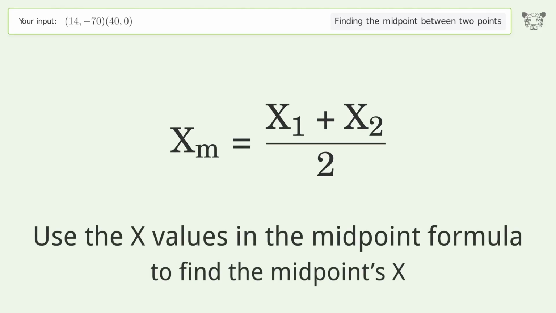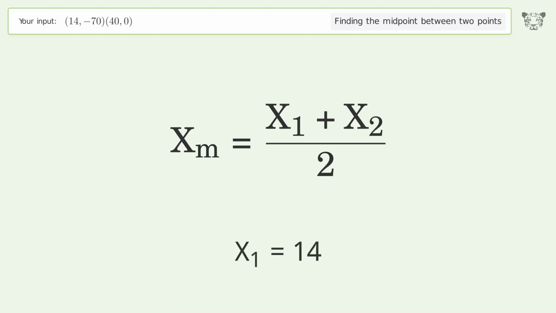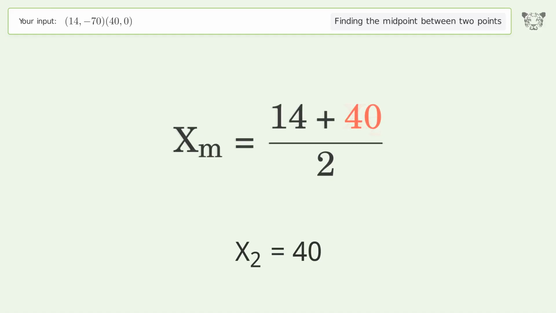Use the x values in the midpoint formula to find the midpoint's x. x1 equals 14. x2 equals 40. Simplify the arithmetic.